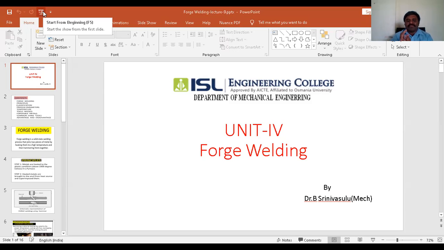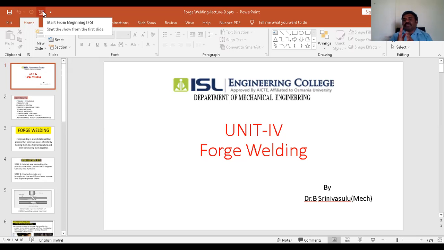In solid state welding, no melting takes place, and a joint is formed between two solid surfaces. Forge welding comes under solid state welding. The parts to be welded are heated to the welding temperature, which is below the melting point of the base metal.